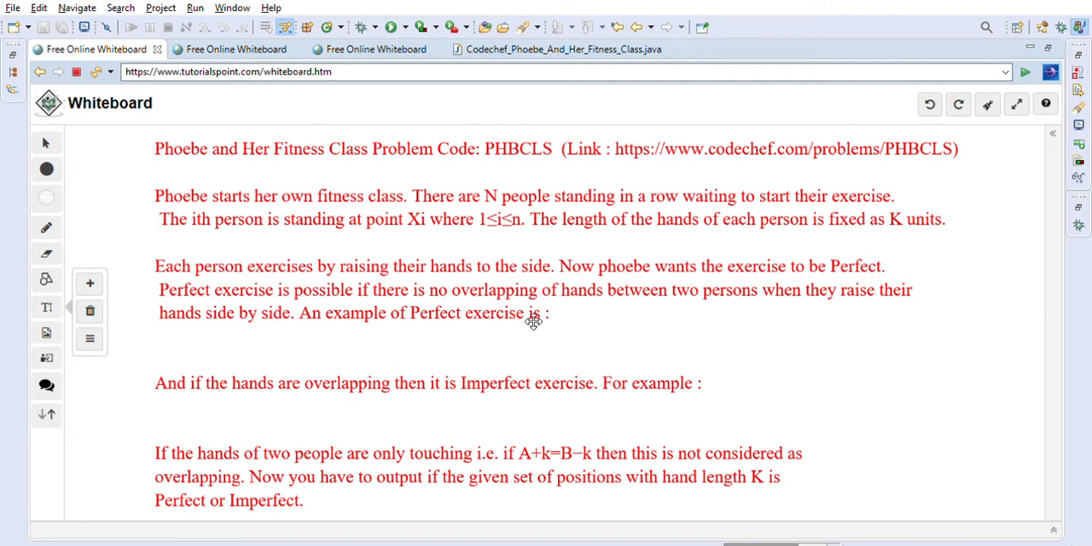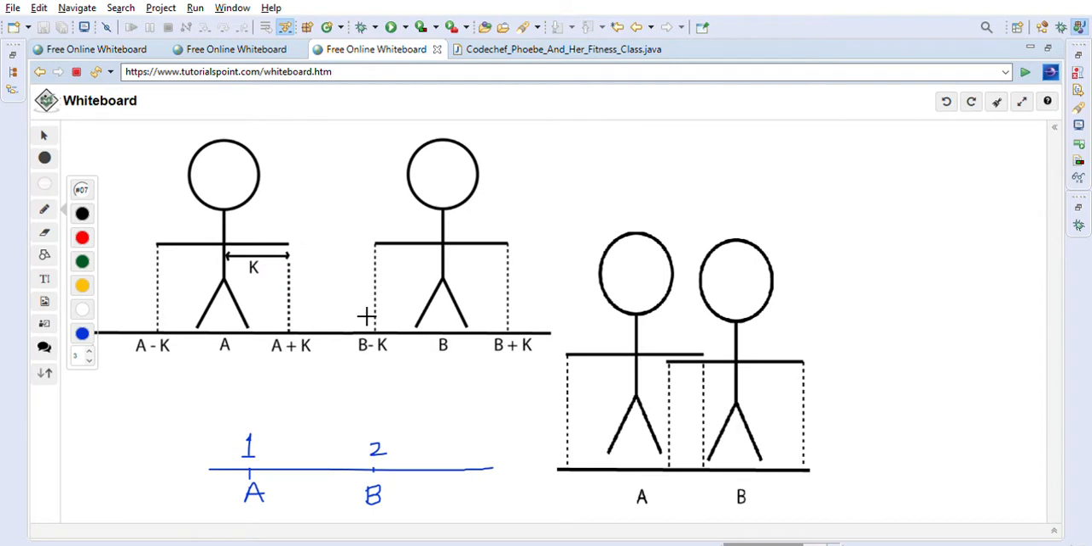Each person exercises by raising their hands to the side. Now Phoebe wants the exercise to be perfect. Perfect exercise is possible if there is no overlapping of hands between two persons when they raise their hands side by side. An example of perfect exercise is, so now let's go here. So we'll take a look at what is perfect exercise, right? So this is the perfect exercise.